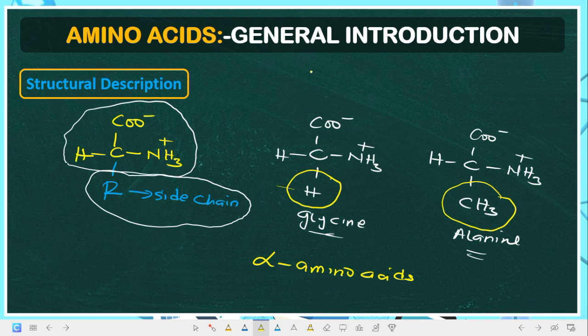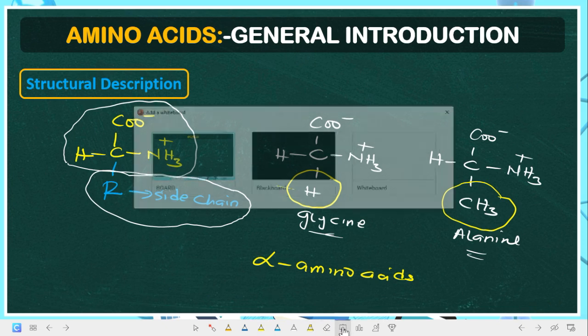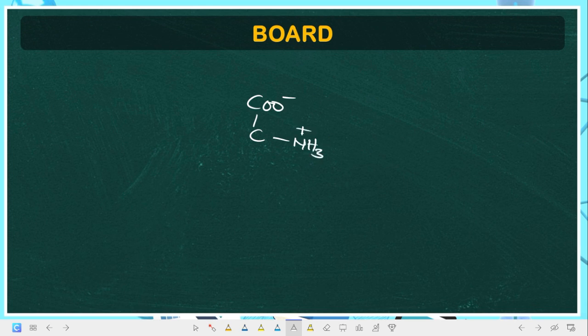Now, the reason why they are alpha amino acids is because if you look at this structure very well, let me redraw the structure of an amino acid here. Let's say you have this COO negative, and then you have C, and then you have NH3 positive, and then you have what? Hydrogen, and then you have CH3.